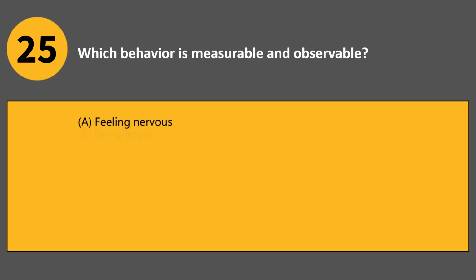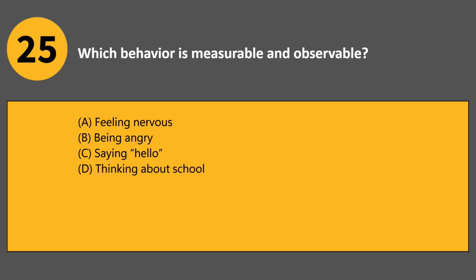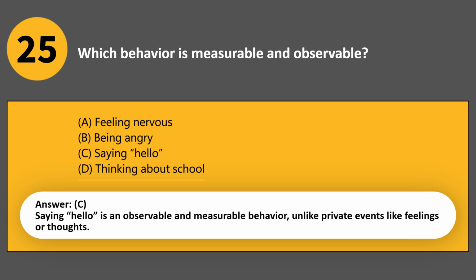Which behavior is measurable and observable? A. Feeling nervous. B. Being angry. C. Saying hello. D. Thinking about school. Answer: C. Saying hello is an observable and measurable behavior, unlike private events like feelings or thoughts.